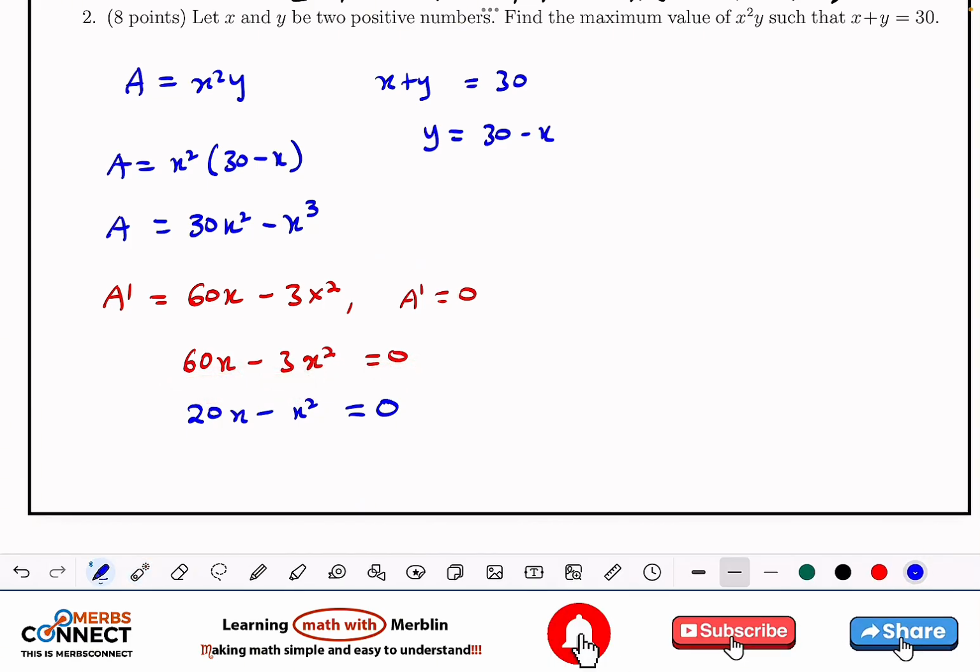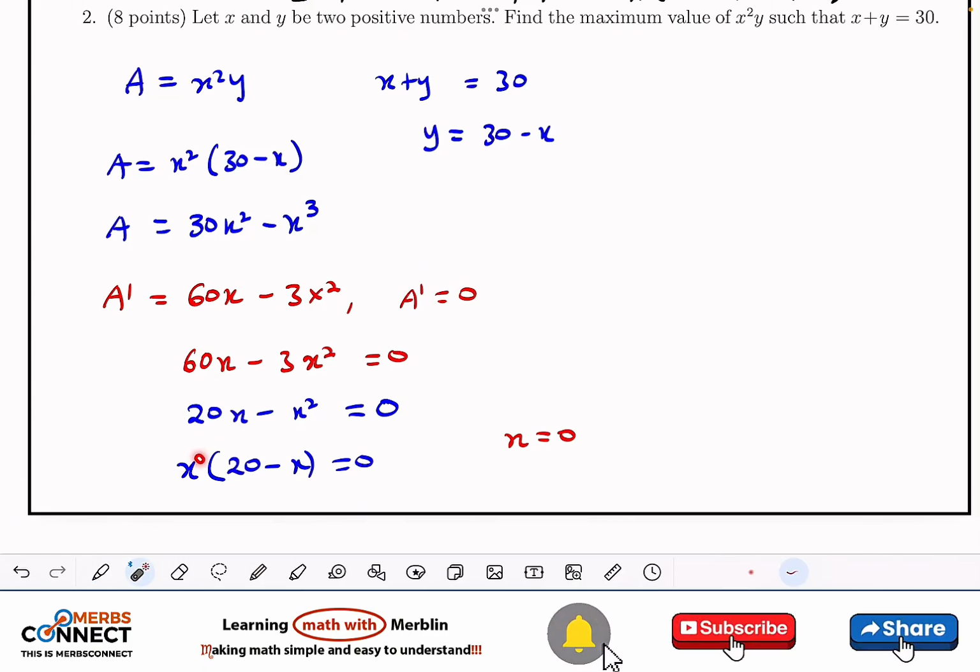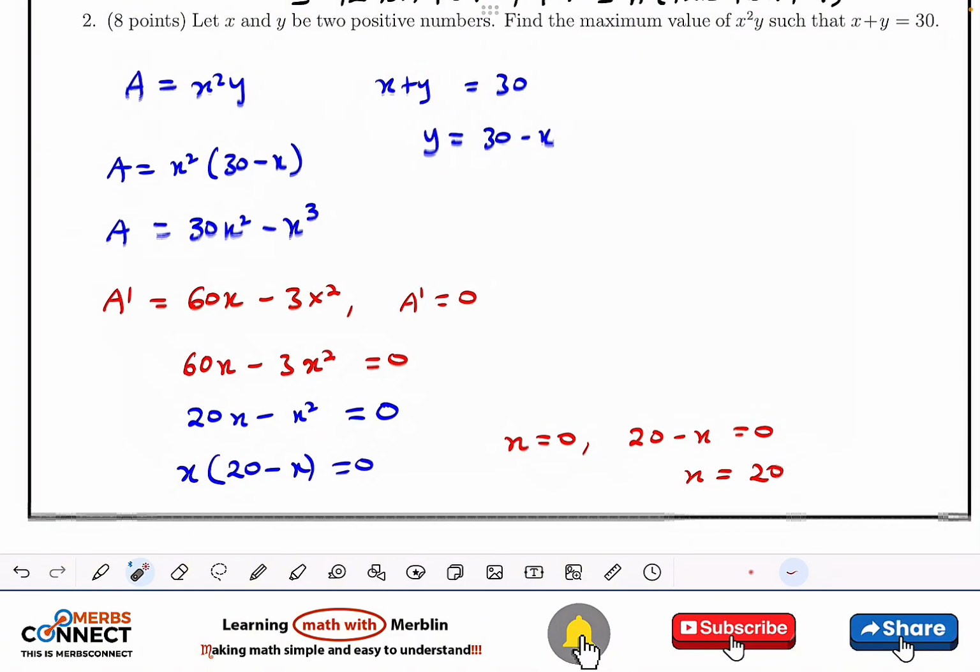Then I can factor x out, and it will be left with 20 minus x is equal to 0. So we can see from here that when x is equal to 0, indeed this will be 0, right? And then when 20 minus x is also equal to 0, our x will be equal to 20. So now we have two critical values. We have when x is equal to 0 and when x is equal to 20.